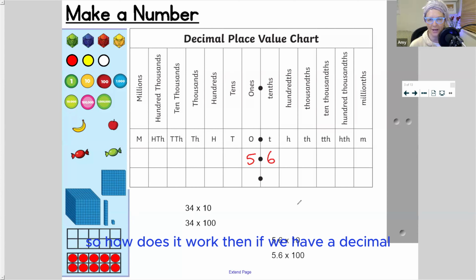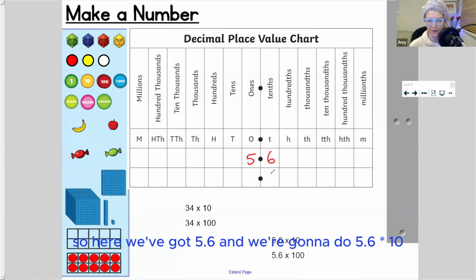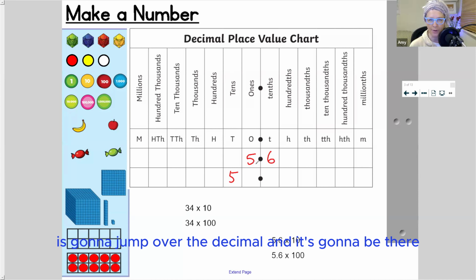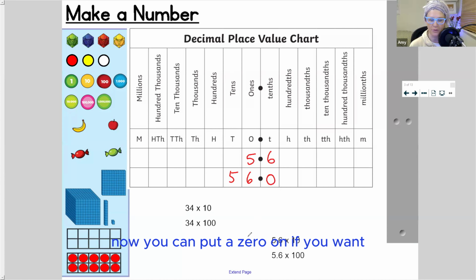So how does it work then if we have a decimal? So here we've got 5.6, and we're going to do 5.6 times 10. So it's exactly the same thing, just move it 1 place. So the 5 is going to jump into the tens column, and the 6 is 6 tenths here. It's going to jump over the decimal, and it's going to be there. Now you can put a 0 on if you want, but you don't have to because the value is 0. So the answer would be 56.